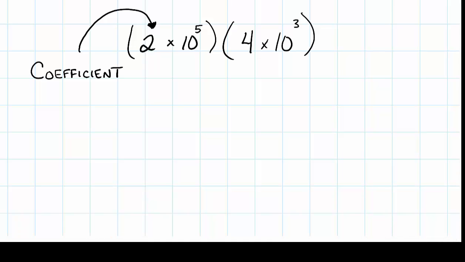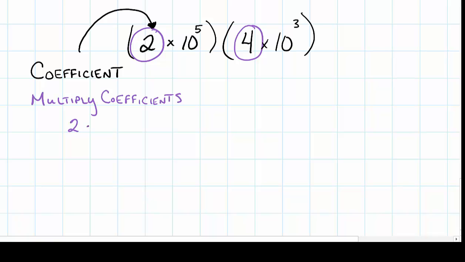So I'm going to look at both of my scientific notated numbers. I see that my coefficient in the first scientific notated number is 2, and the coefficient in the second number is 4. And so I'm going to multiply coefficients. 2 times 4 is going to give us 8. So that's the first piece that we need.